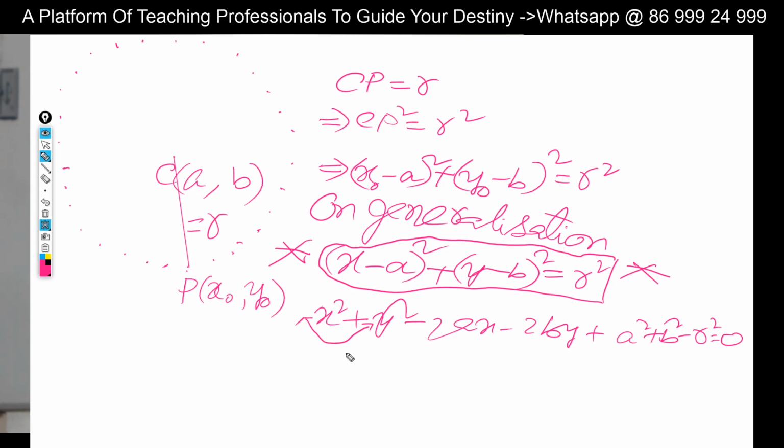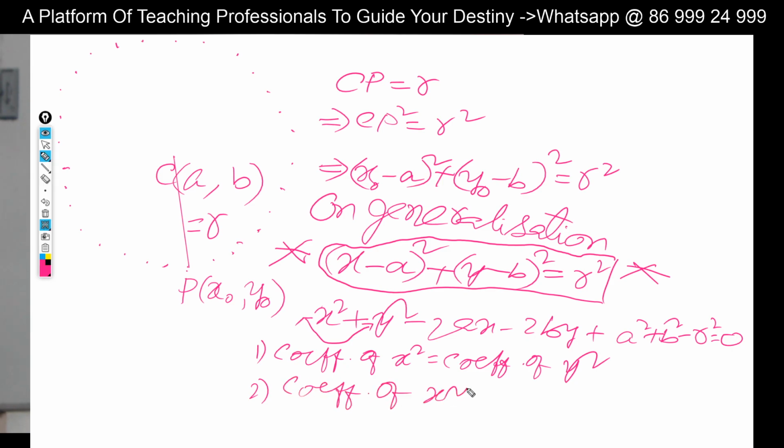And the mathematician confirmed that here in the circle equation, characteristic number 1, coefficient of x square is equal to coefficient of y square. Very important property of the circle. Coefficient of x square is equal to coefficient of y square. Number 2, there is no xy term there, and hence coefficient of xy is equal to 0.